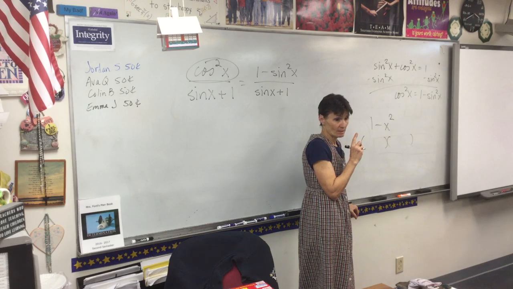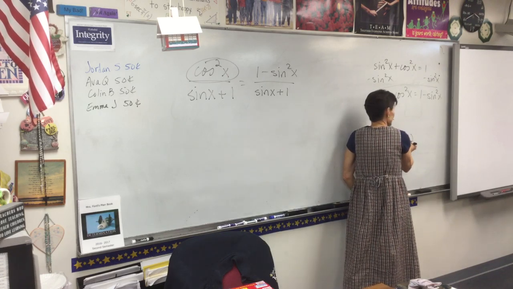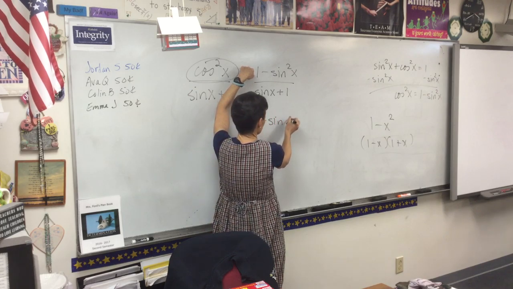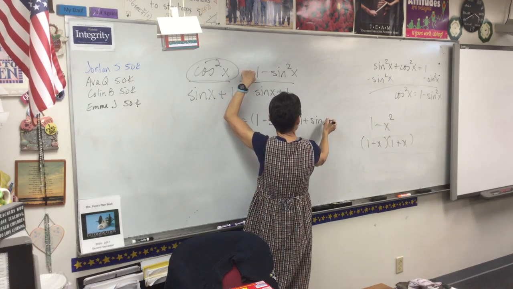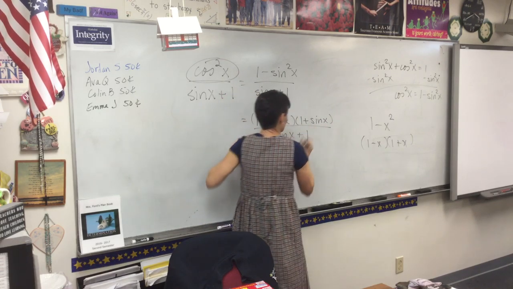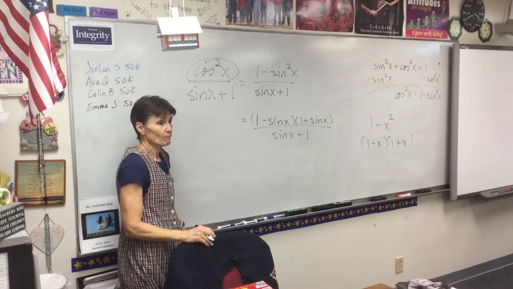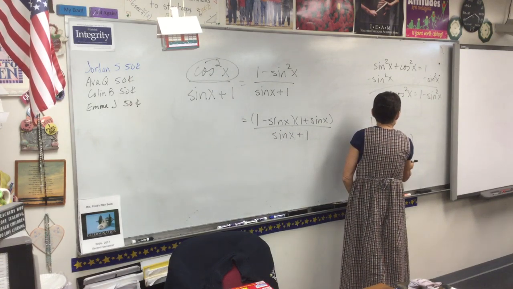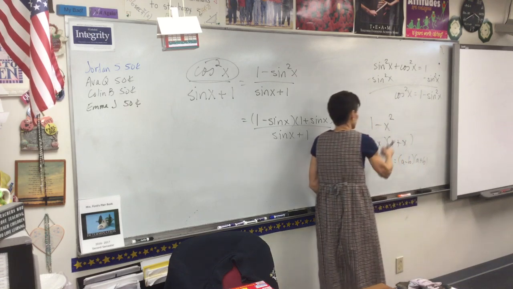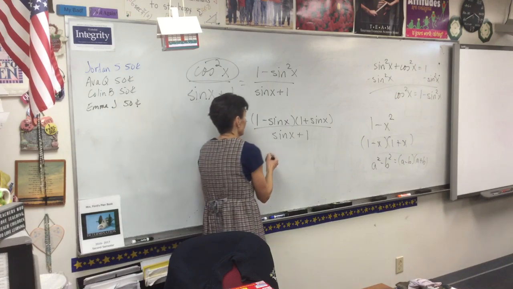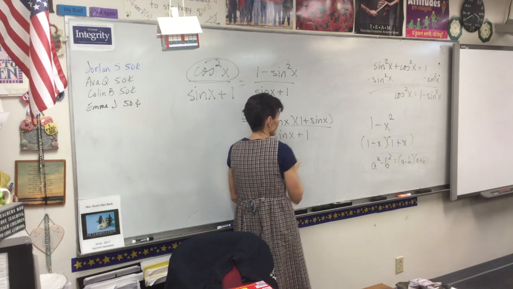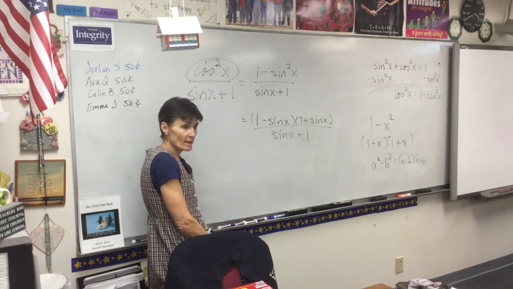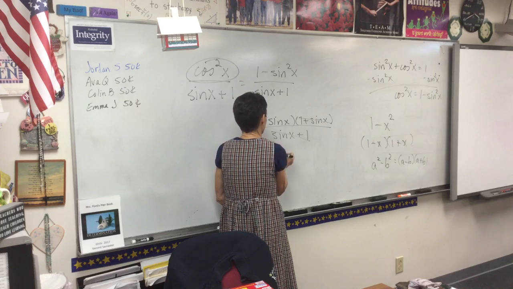The difference of squares. So 1 minus x, 1 plus x. This is the same thing. 1 minus sine, 1 plus sine. Difference of squares. Remember, a squared minus b squared is a minus b, a plus b. Every time you have two squares subtracted, you can factor them that way. So we have 1 minus regular sine, 1 plus regular sine, over sine plus 1. Don't these cancel? Aren't they the same thing? So the answer to the question is 1 minus sine.